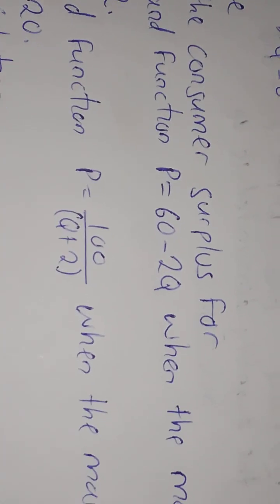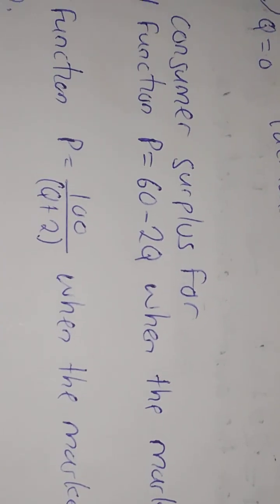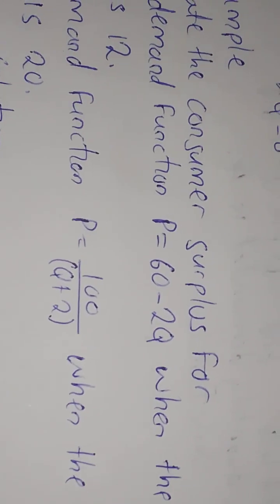So now let's quickly dive into some examples for you to understand what we are talking about. Our example says calculate the consumer surplus. For question one, we have the demand function P is equal to 60 minus 2Q, where the market price is 12. Then question 2 says the demand function P is equal to 100 over Q plus 2, when the market price is 20. Here we're only going to answer question 1. Question 2 you will do by yourself. So let's answer question 1.